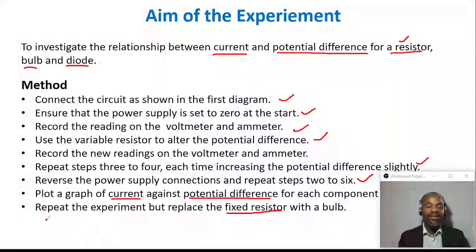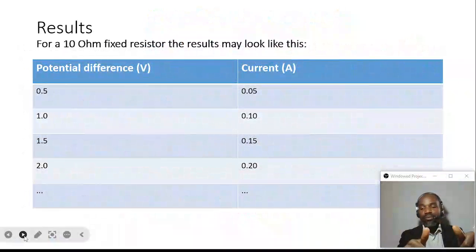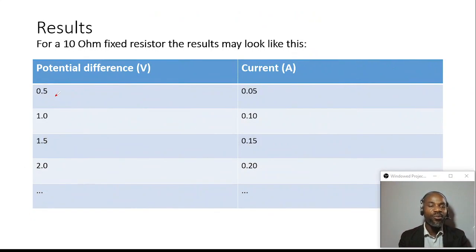Now in our next slide, we are going to see the values obtained. Boom! You see, great values obtained. When the potential difference is 0.5 volts, we have 0.05 amps. When the potential difference is 1.0 volts, the current is 0.1 amps. When the potential difference is 1.5 volts, the current is 0.15 amps. And then when the potential difference is 2.0 volts, the current is 0.2 amps, and so on and so forth. This ellipsis you see here shows that the values continue.